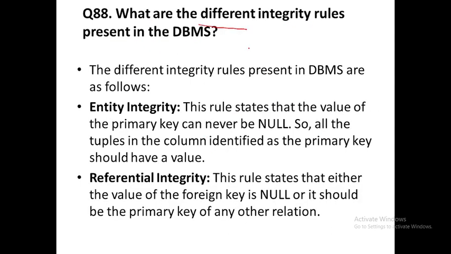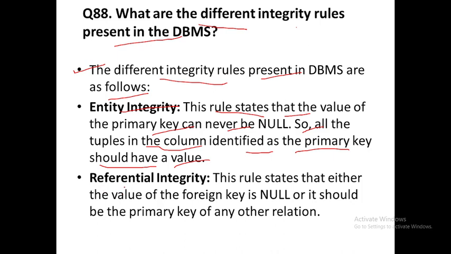What are the different integrity rules present in the DBMS? The different integrity rules present in DBMS are as follows. Entity integrity: this rule states that the value of the primary key can never be null. So all the tuples in the column identified as the primary key should have a value. Referential integrity: this rule states that either the value of the foreign key is null or it should be in the primary key of any other relation.